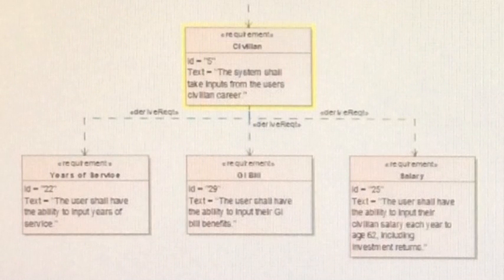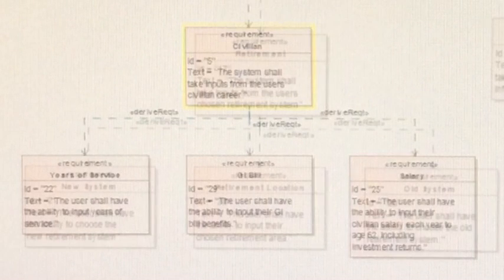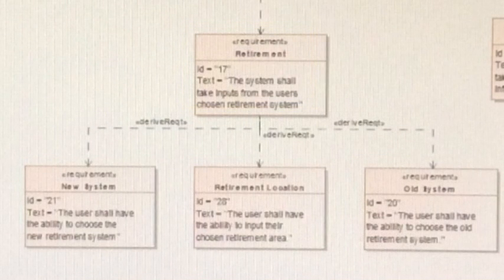The civilian requirement also has years of service, but includes a GI Bill and a salary, which is up to age 62, including investment returns. The retirement requirement is broken up into the new system, the retirement location, and the old system.